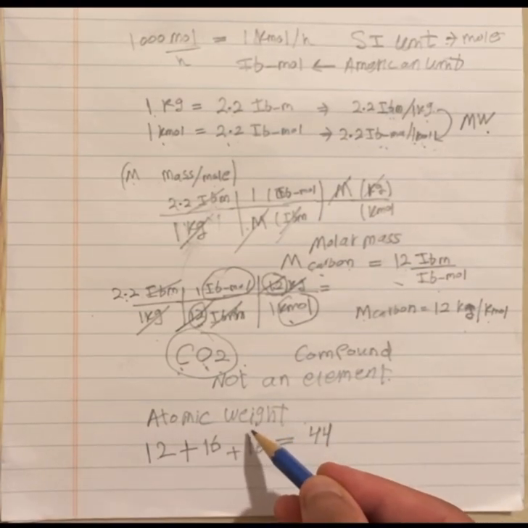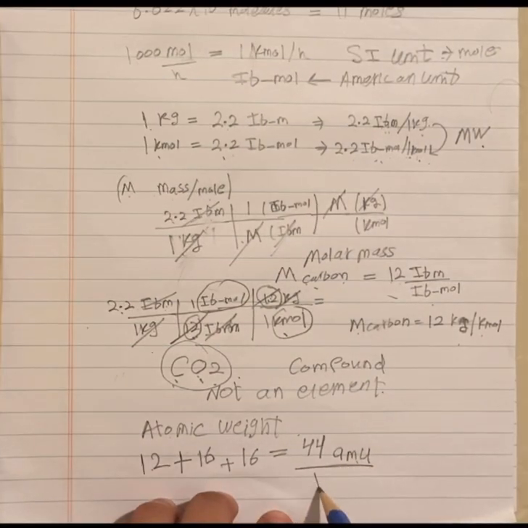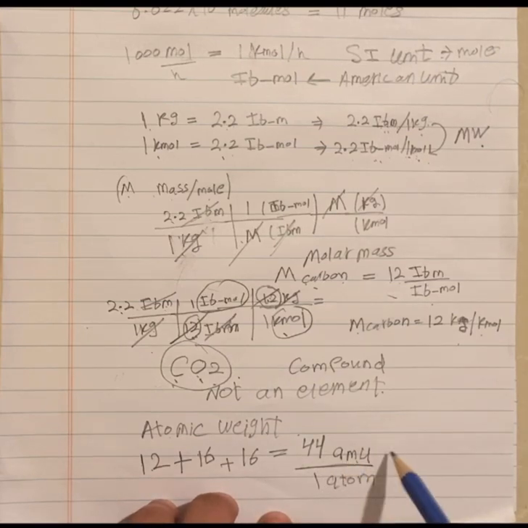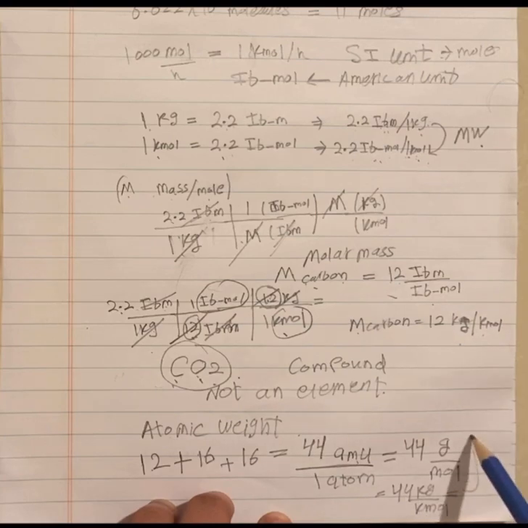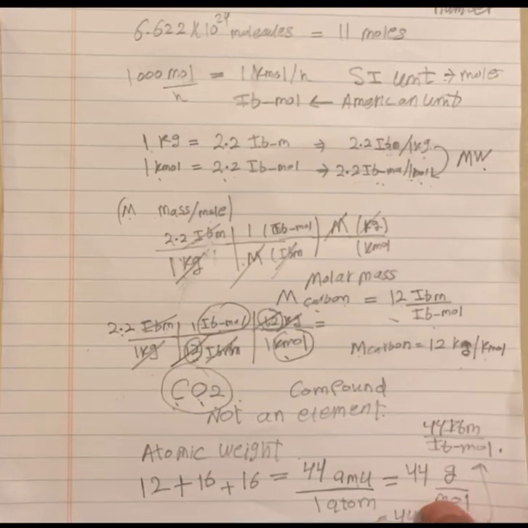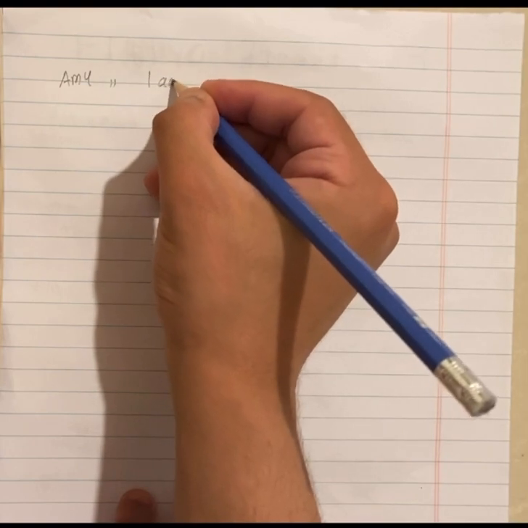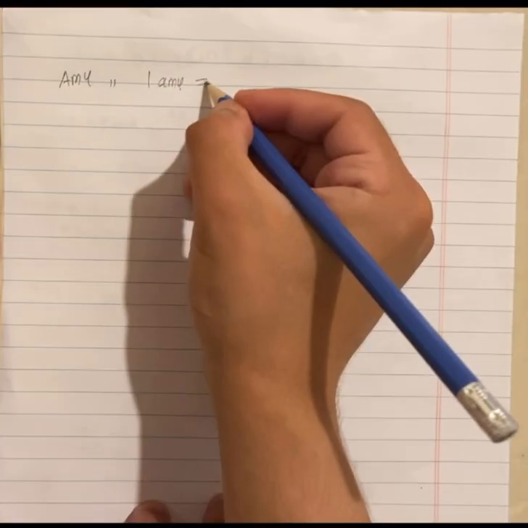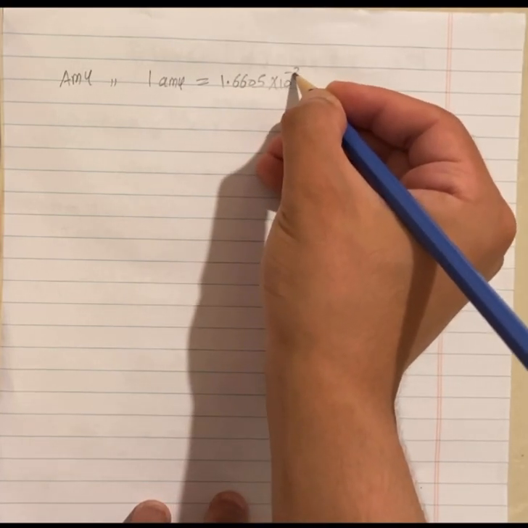The atomic weight now has a unit of atomic mass unit relative to only one atom. And guess what? This is equal to 44 gram per mole, equal to 44 kilogram per kilomole, equal to 44 pound mass per pound mole. Because our subject here is to understand the definitions rather than proving them, let's define each one of them. The atomic mass unit, AMU, is a unit of mass. 1 AMU represents the mass of a single proton and is equal to 1.6605 times 10 to the power minus 24 gram.